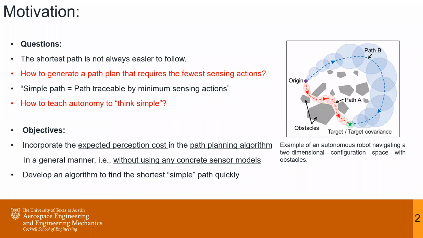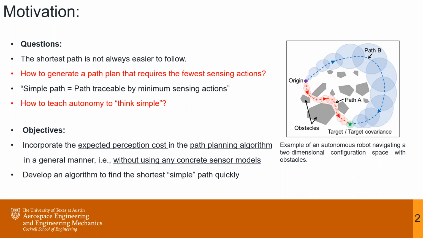The main motivation for doing this research is observing the fact that oftentimes the autonomous agents select paths that are not simplest to follow. By simple paths, I mean the paths which can be followed by few sensing actions. For instance, consider an example shown in this figure, where a robot starts from the origin and seeks to find the shortest path to move toward the target position without colliding with the obstacle.